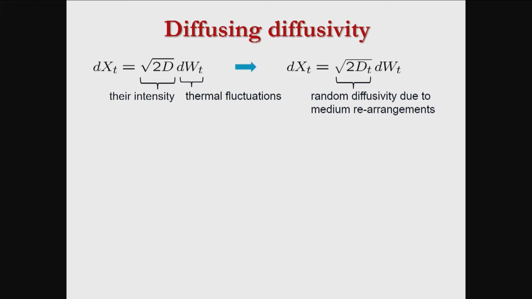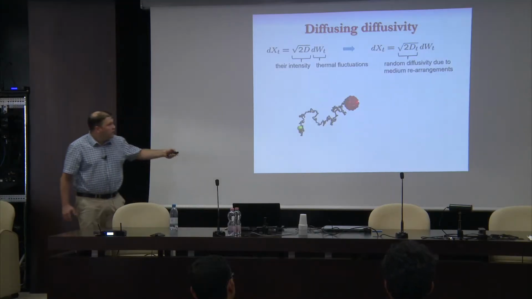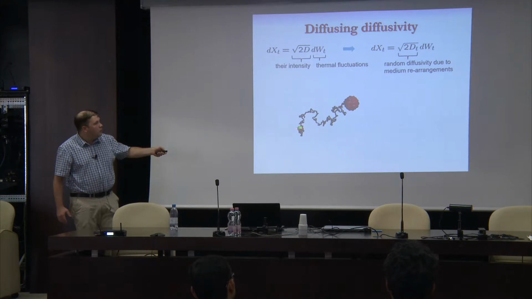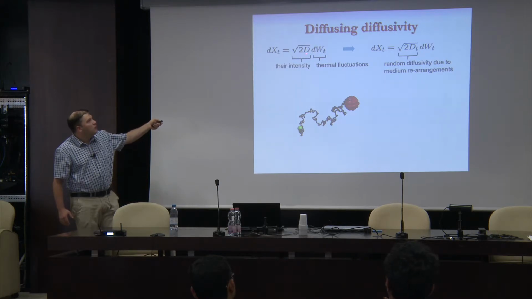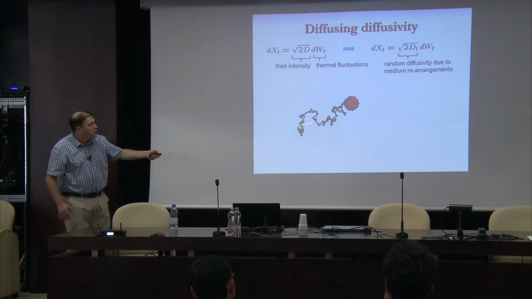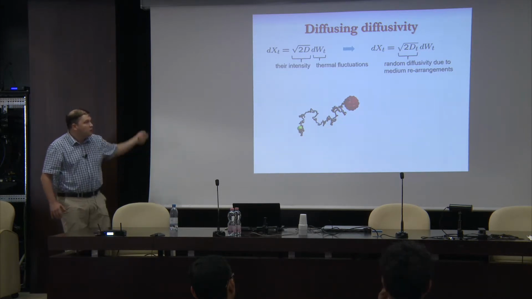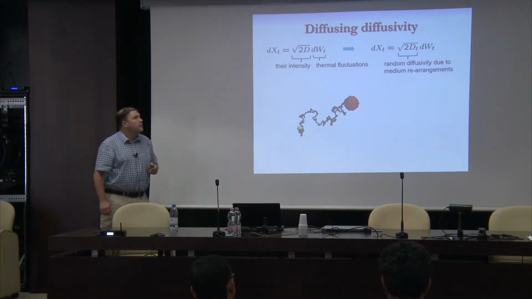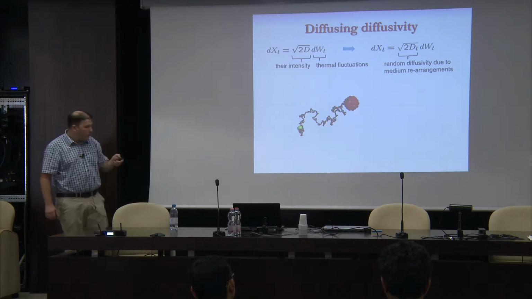So let me give you an illustration. Suppose this is our target. This is a particle which is moving. Here is the homogeneous case, and it moves according to this equation. There are thermal fluctuations, some local shocks, which make this zigzag trajectory, which is the direction of Brownian motion. And then at some point, it comes to the target.